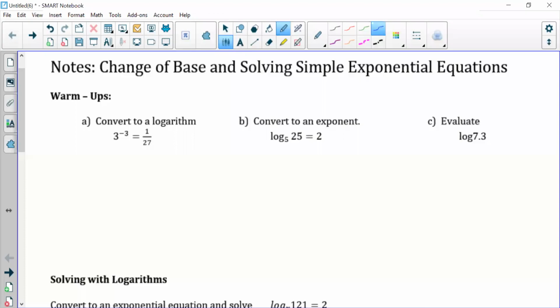All right, so today we are looking at change of base and solving simple exponential equations. So to start out, to refresh our memory, let's do some warm-up problems. All right, so convert to a logarithm. We're in the exponential form currently.